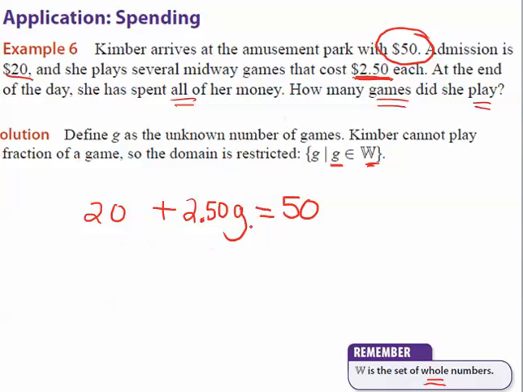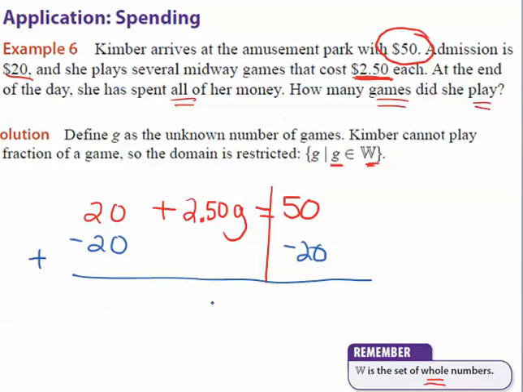Okay, so now let's just solve our problem. I'm going to move the numbers because the letters are already by themselves. And then remember, I add straight down. So I get 2.50g equals 30. Now, what am I going to do to solve? Yes, I take 30 and divide it by 2.50.